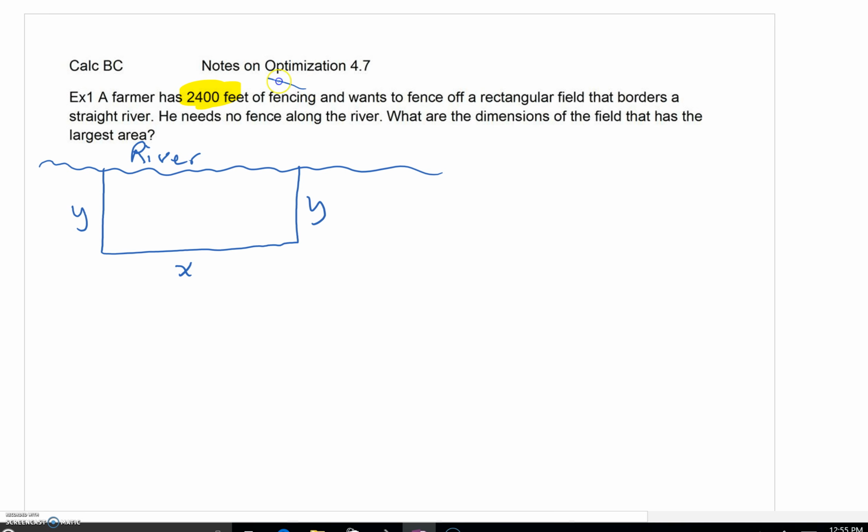Now, when you're talking about fencing, and you dealt with fencing in the past in geometry, whenever you were finding fencing or the amount of fencing, what in geometry were you finding? A perimeter. And you could say, well, the perimeter of this object would be, this length of x, there are 2 y's, and you'd set this equal to 2,400.